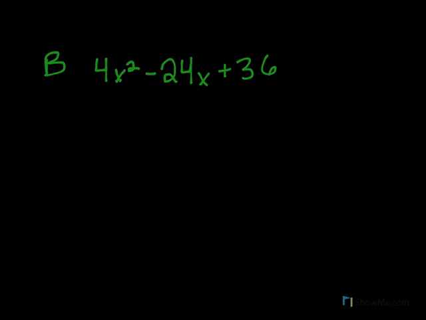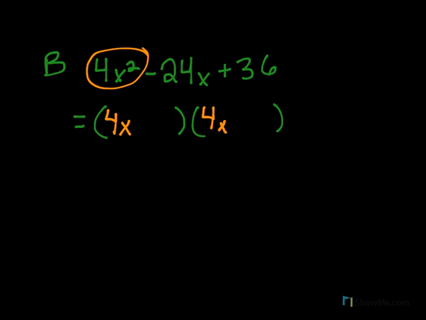First of all, the first thing I want to point out is that this is a perfect square. Do you see that the number 4 is a perfect square, because 2 times 2 is 4? Also, the number 36 is a perfect square, because 6 times 6 is 36. It's going to be really easy. We're going to open two parentheses. What is the square root of 4x squared? It's 2x. So this is going to be 2x and this is going to be 2x.